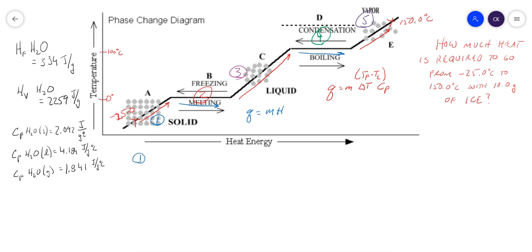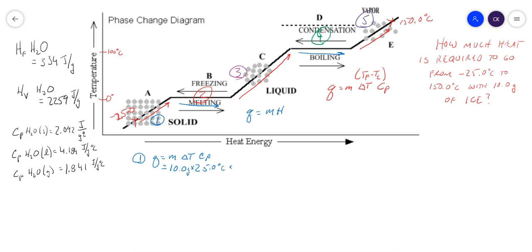Okay, so for area 1, I'm going to do Q is equal to m delta T Cp. My mass, we've said, is 10.0 grams. My delta T, I'm going from minus 25 to 0. So what is 0 minus negative 25? Well, that delta T represents 25.0 degrees times the specific heat of ice.